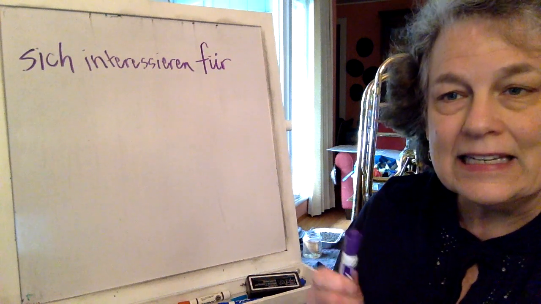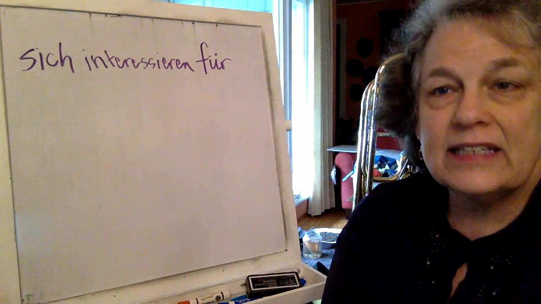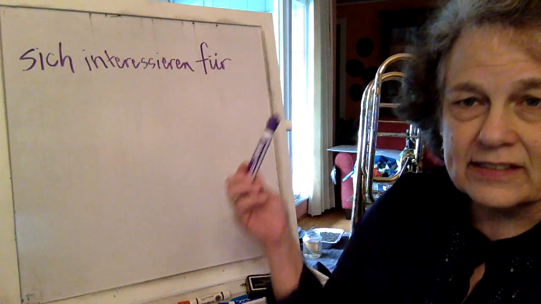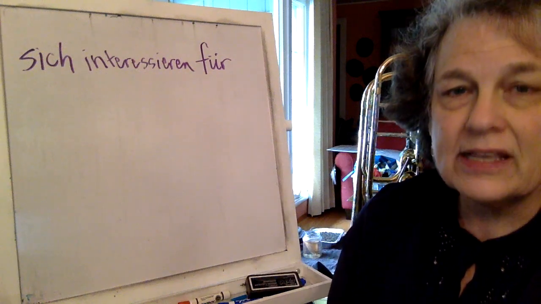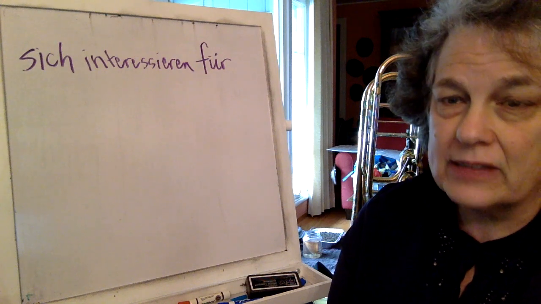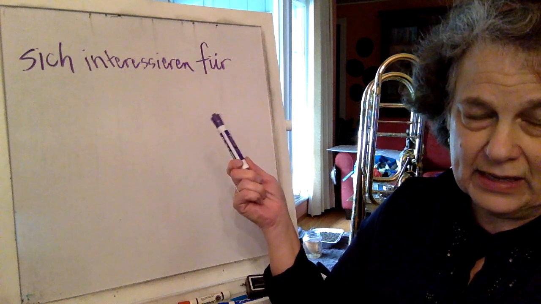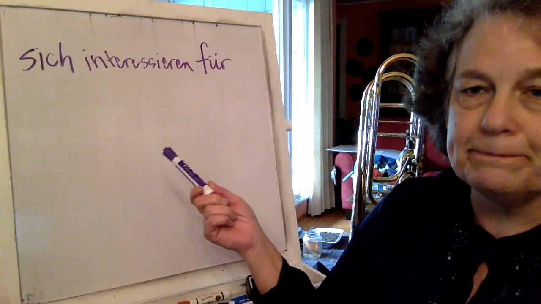To be interested in. That's the point: in English, we say to be interested in, and in German, we say sich interessieren für. So you have to remember not to say in, but to say für. This is going to be a little bit complicated because there's another way to say to be interested in that uses a different kind of form, but we'll talk about that in a minute.